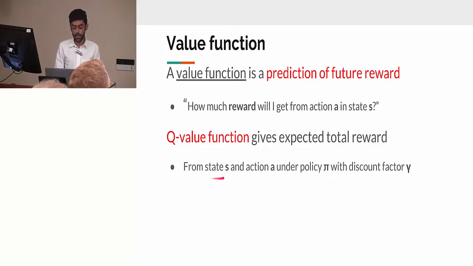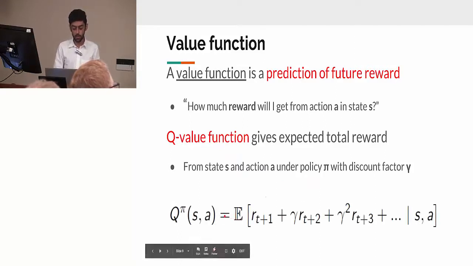Meaning that at state S, if the action A is taken under policy pi with a discount factor, this would be the Q value function, which is describing the total value discounted by a factor of gamma till the end of the episode. Here, E is basically the expectation.